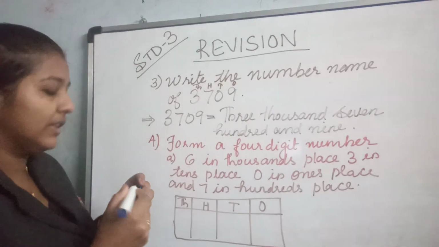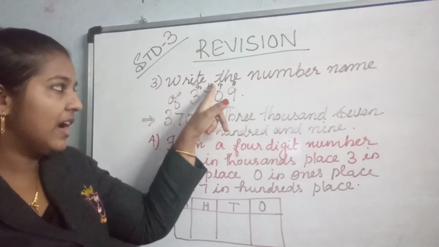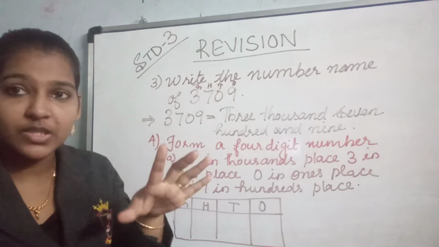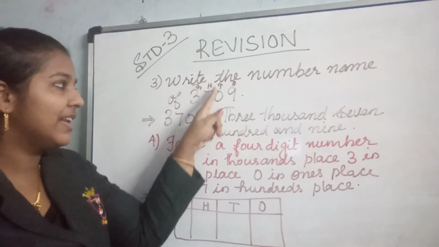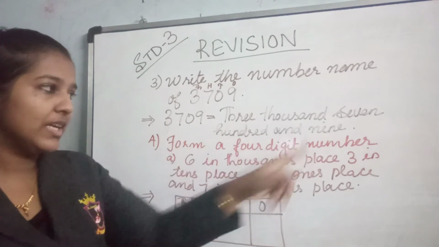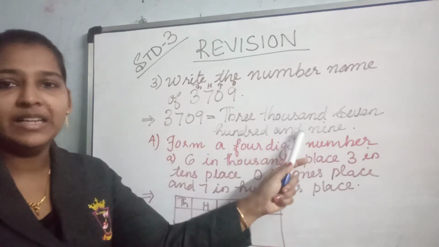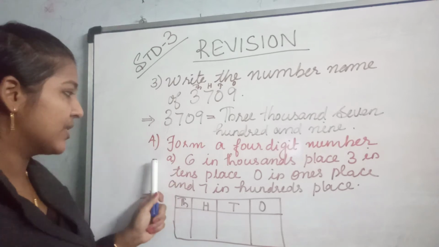So, 3 in thousands, 700, and the tens place is 0, so no need to mention that. So, 3709. How to write? This is the number name of this number. Okay, now the next question.